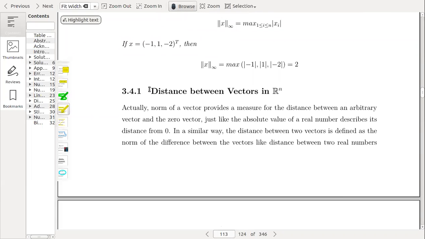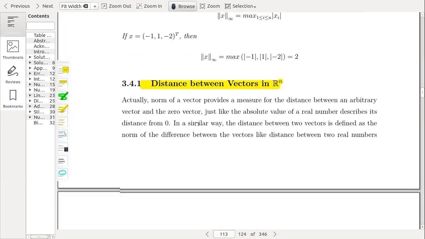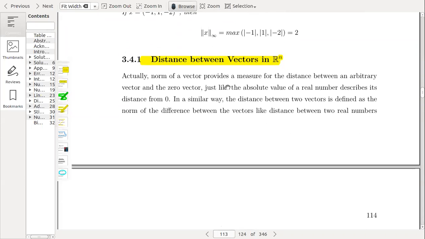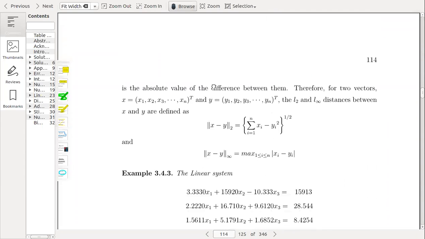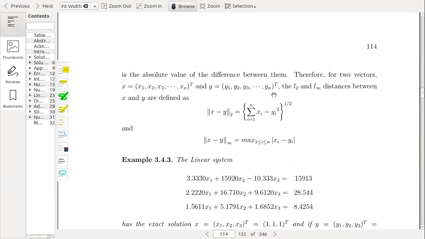So next is the distance between vectors in Rn. Actually, the norm of a vector provides a measure for the distance between an arbitrary vector and the zero vector, just like the absolute value of a real number describes its distance from zero. In a similar way, the distance between two vectors is defined as the norm of the difference between the vectors, like the distance between two real numbers is the absolute value of the difference between them.